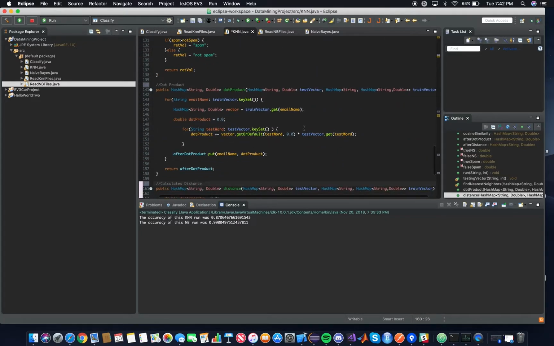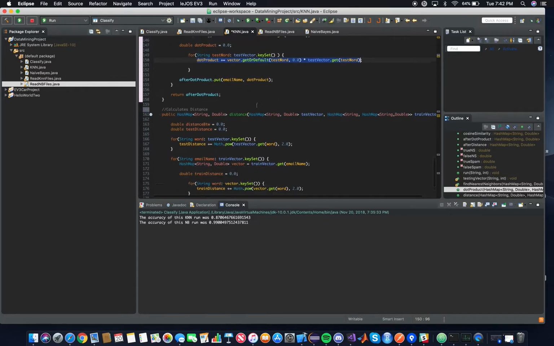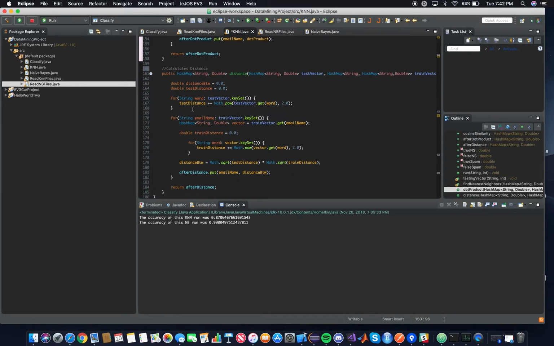Our dot product goes through and does the dot product of the words in our test data times the words, how many times the word appears in our test vector, and multiplies them together, and we add them all up. Then our distance is calculated by the total amount of times it appears in our test vector squared, add it all up, and the total amount of times it appears in our training vector squared, add it all up, and you multiply those together while taking the square root of both of them, and it returns the distance.